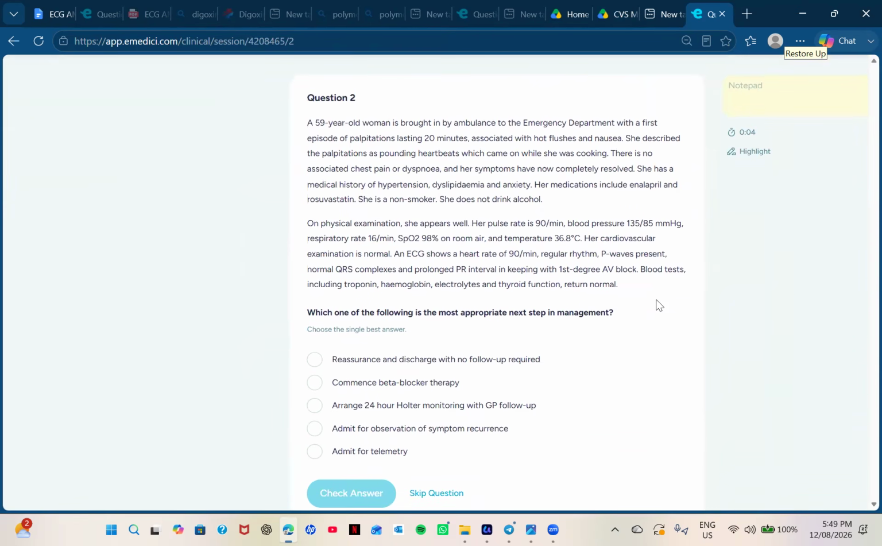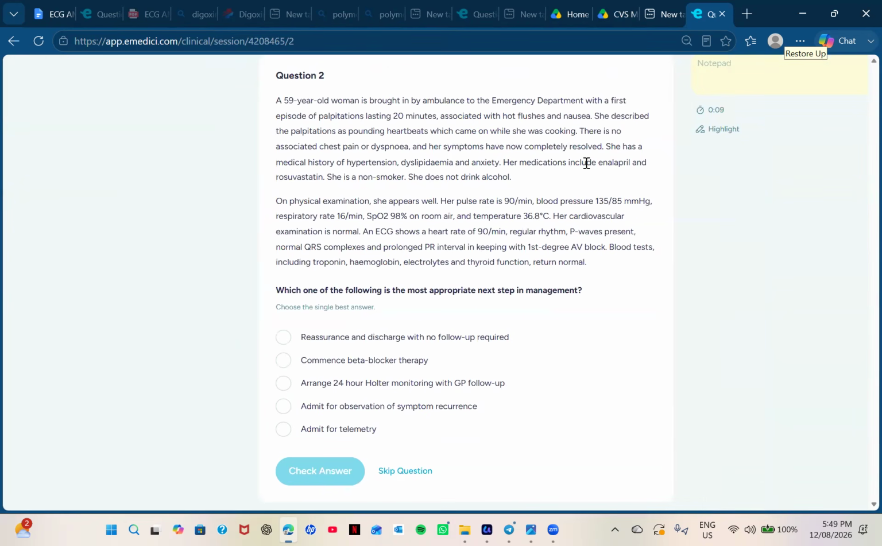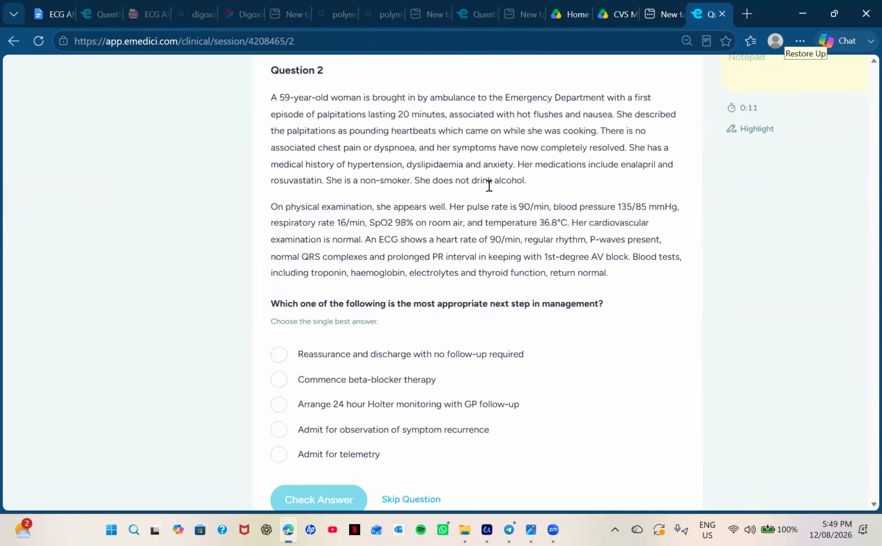Okay, here is the question. A 59-year-old woman is brought by ambulance to the emergency department. First episode of palpitations lasting 20 minutes, associated with hot flushes and nausea. She described the palpitations as a fluttering heartbeat which came on while she was cooking. There's no associated chest pain or dyspnea, and her symptoms have now completely resolved.